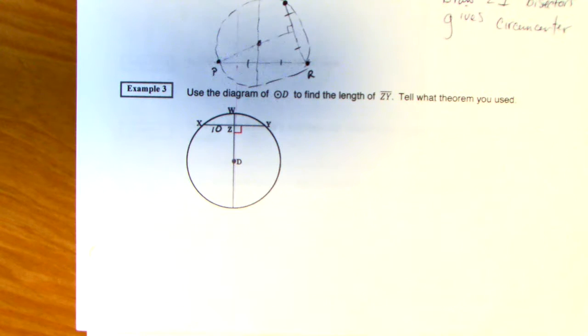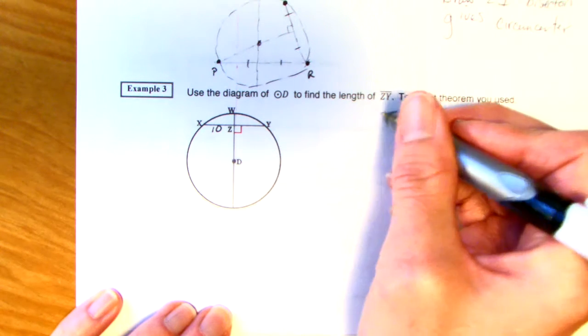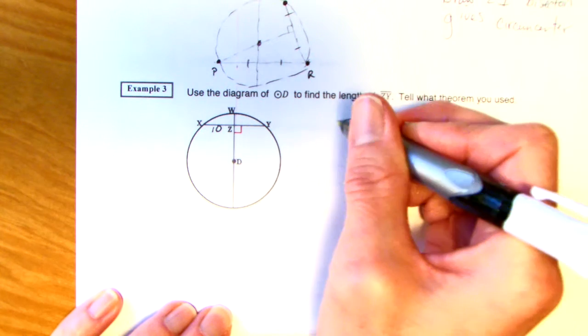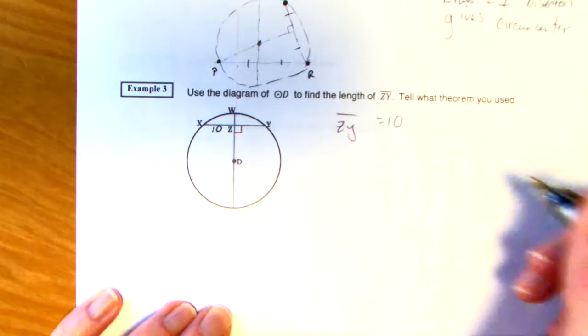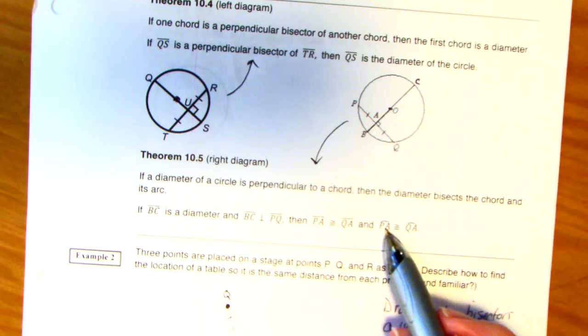Example 3. Use a diagram of circle D to find the length of YZ or ZY. Tell what theorem you used. Well, if this is a chord, it's perpendicular, these will cut in half, so that has to equal 10. And what theorem did I use? 10.5.